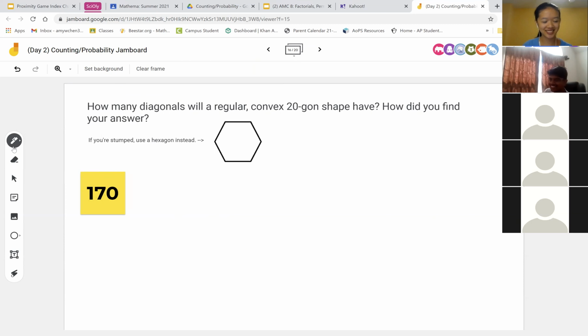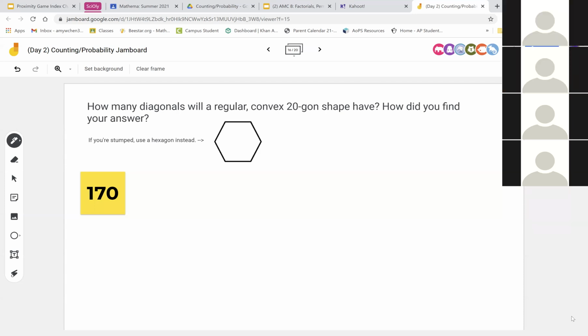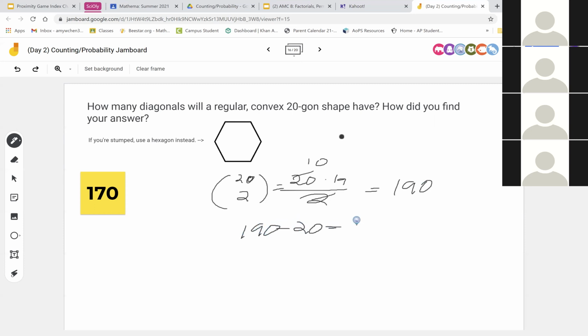Well, how did you get your answer? Whoever wrote it, who wrote the answer? And you can check. Did you get 170? Yeah. Okay, explain. Well, I just did 20 times 17 divided by 2. That is 10 times 17. Yeah, 20 choose 2, right? You already know the formula, n times n minus 3. Oh, okay. We were going to do it with the combination way, but that works too.